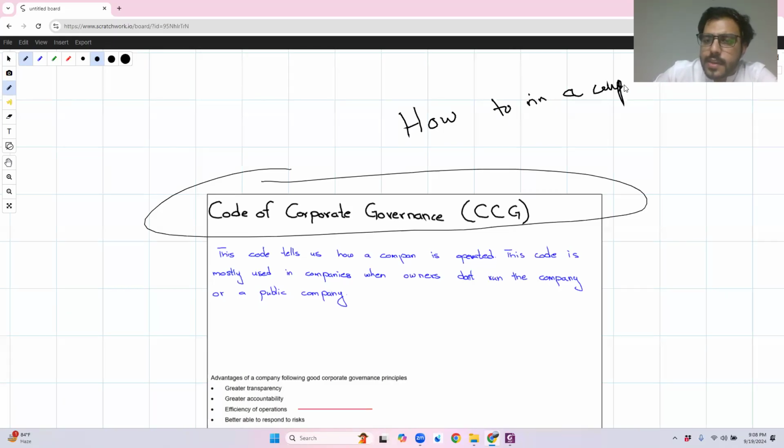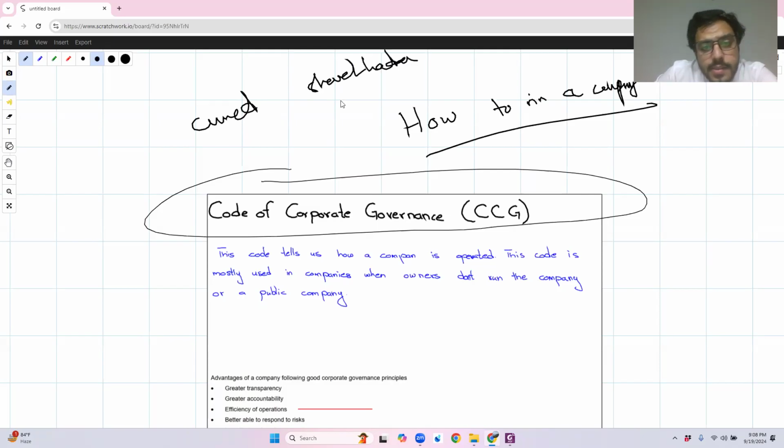CCG tells us that a company owned by many different shareholders is a listed company. The shareholders would not be able to work within the company. They cannot hold any position within the company. They can't be a non-executive director, an executive director, a director, a manager, or a junior employee. They can't do anything.